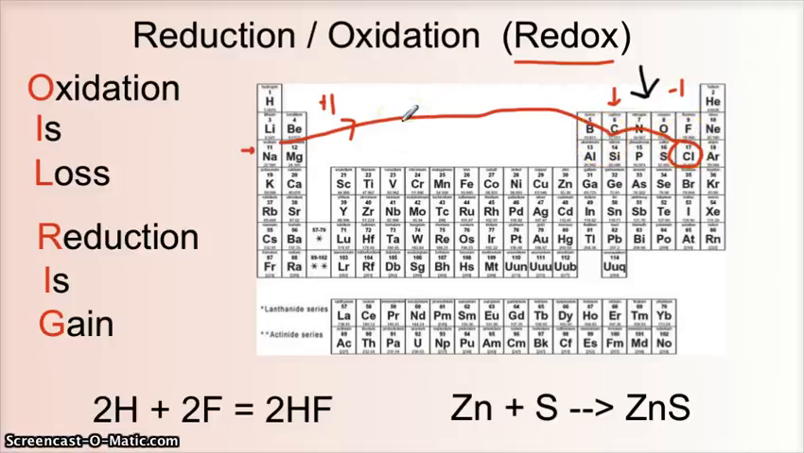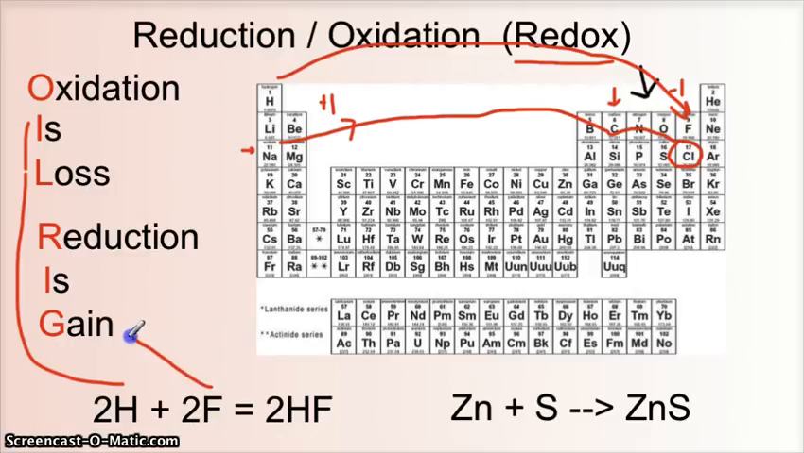So you have down here some formulas. You have 2H plus 2F equals 2HF. Which one of these lost an electron and which one of these gained? Well, the electron went from here over to here, so the one that was losing an electron is hydrogen. So hydrogen, since it lost, is being oxidized, and fluorine, since it gained an electron, is being reduced.